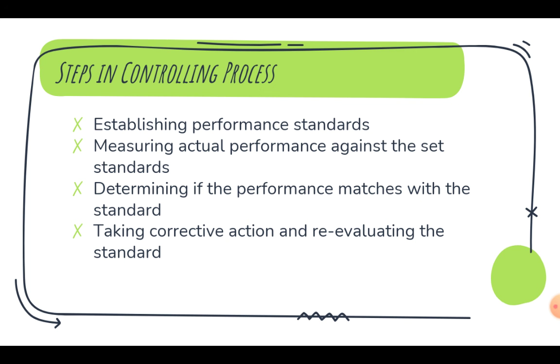Step number 2, measuring actual performance against the set standards. In the first step, we have already established the performance standards. So in the second step, we have to compare how much we've performed with the performance standards. We have to compare the actual with the set standards. The immediate action that the managers need to take after being made aware of the goals of the organization is to measure the actual performance and compare it with the standards that have already been set.